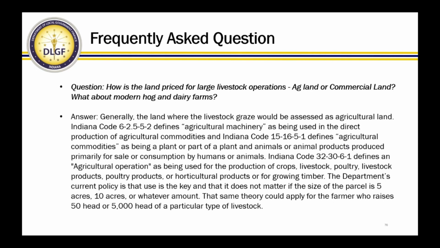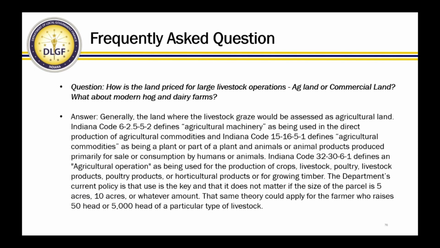What about if you have a large livestock operation? Is that ag land or is it commercial land? Especially if you think of modern day hog and dairy farms. If you've ever been up in the northwest part of the state, a good example of that might be Fair Oaks Farms. How would that be assessed? Is it assessed as ag land or is it commercial land? Well, it really again comes back to the land and how it's being used. So the land where the livestock is grazing in this situation would certainly be assessed as agricultural land.